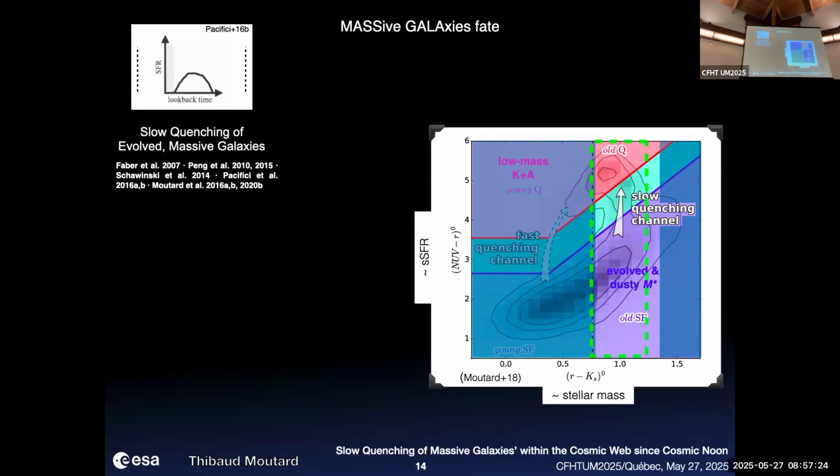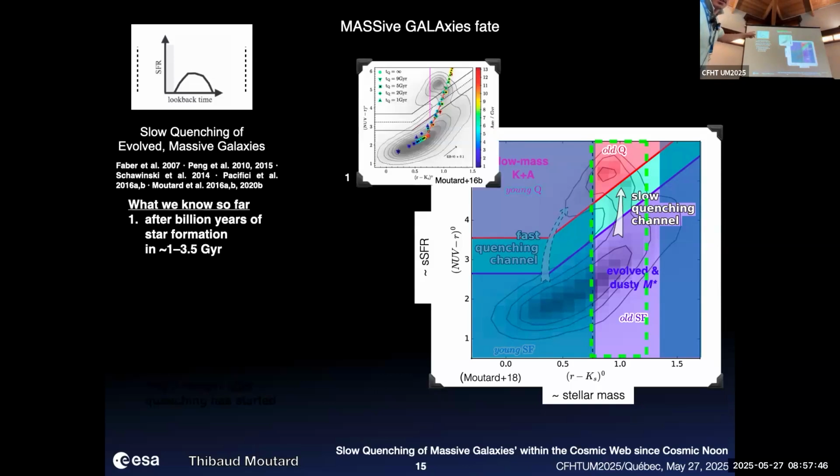So you see that I'm still lost in the green valley a couple of years later. And what is interesting in this green valley is that you see galaxies that are transitioning from the star-forming main sequence to the red sequence. So this is where you want to catch galaxies and understand what's happening to turn them into quiescent galaxies.